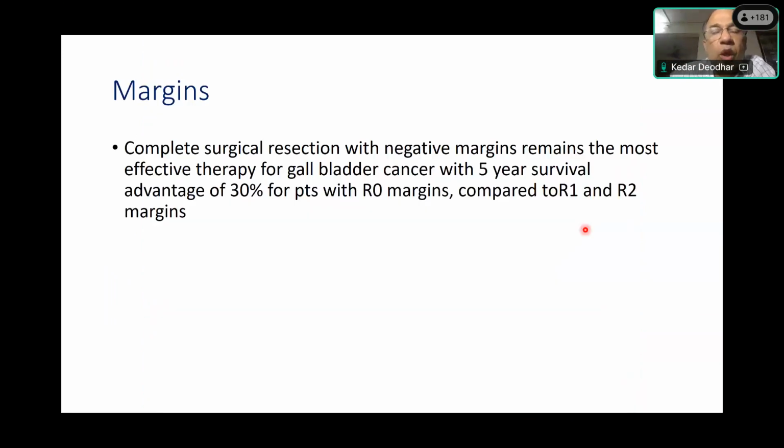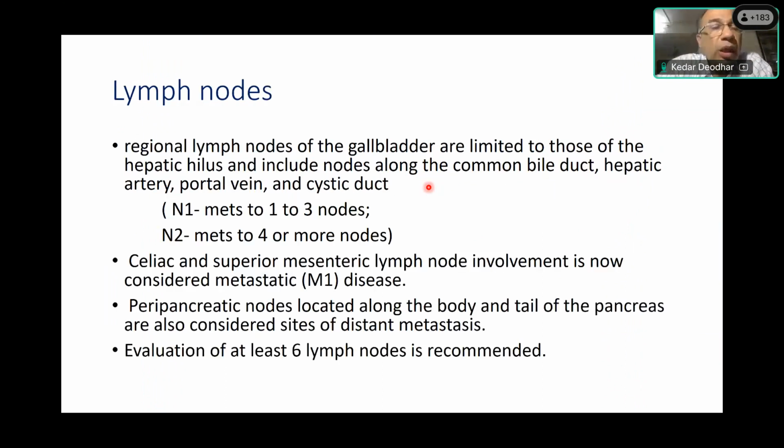I think for gallbladder cancer, if it's completely resected with a negative cystic cut margin, there is definite survival advantage. That's why radical cholecystectomy and assessment of radical cholecystectomy is so important. Lymph nodes: as many nodes as possible. N1 means 1 to 3 nodes, N2 is more than 4 nodes. Again, it is defined what the regional nodes are, so celiac or superior mesenteric nodes in the context of gallbladder cancer will be taken as N1 nodes. Evaluation of at least 6 nodes is recommended.